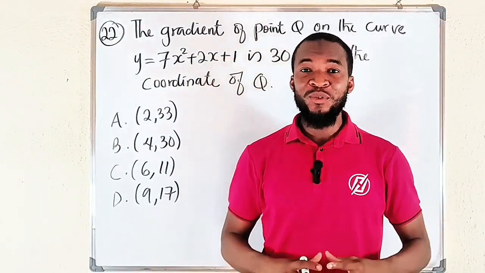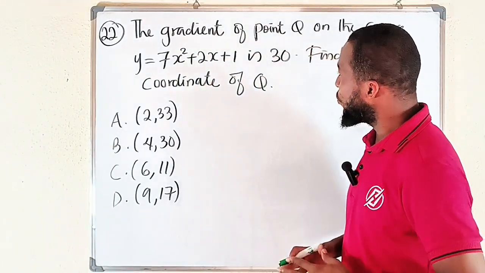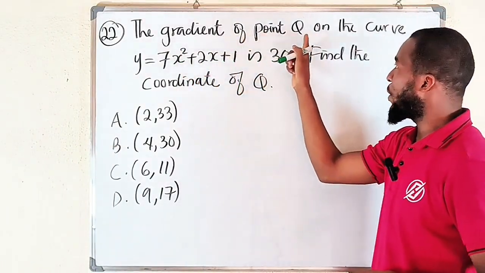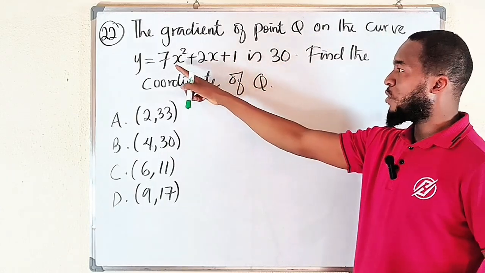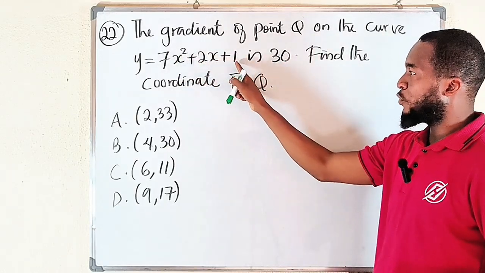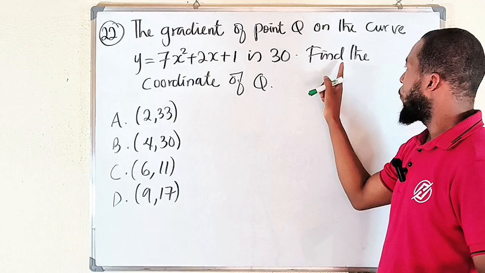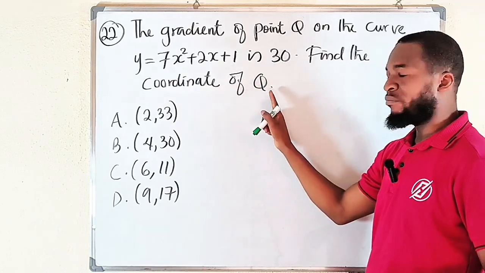And here is question number 22. Question number 22 reads, the gradient of point Q on the curve y equal to 7x squared plus 2x plus 1 is 30. Find the coordinate of Q.